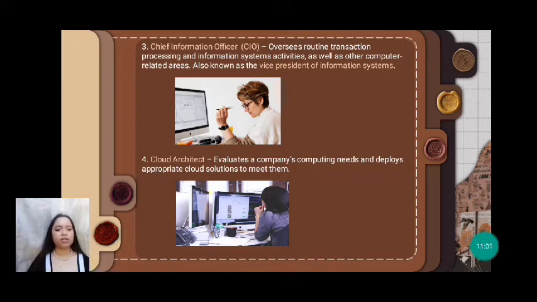And the fourth one is Cloud Architect. It's the one who evaluates a company's computing needs and deploys appropriate cloud solutions to meet them. Also, Cloud Architect is an IT professional who is responsible for overseeing a company's cloud computing strategy. So he or she is the one who finds ways or strategies for companies, especially in companies' computing needs, and also makes solutions for the company's computing needs. So that's the work of the Cloud Architect. Now let's move on to the next slide.